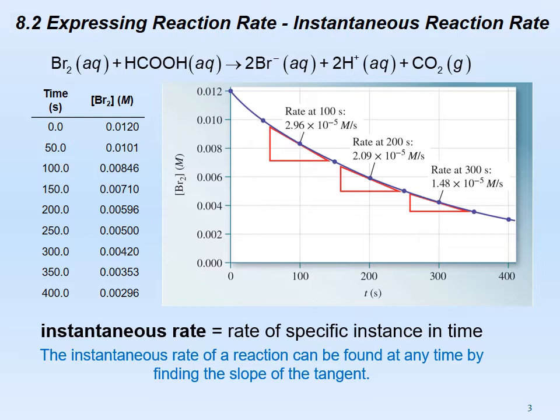The instantaneous rate of a reaction can be found at any point in time by finding the slope of the tangent. From the graph generated from the reaction between molecular bromine and methanoic acid or formic acid in aqueous medium, the tangents at 3 points in time are drawn and their instantaneous rates calculated. It can be seen that these rates decrease as time increases. Thus, the less steep the gradient or slope of the graph, the slower the rate.